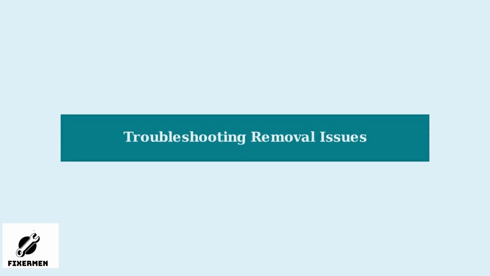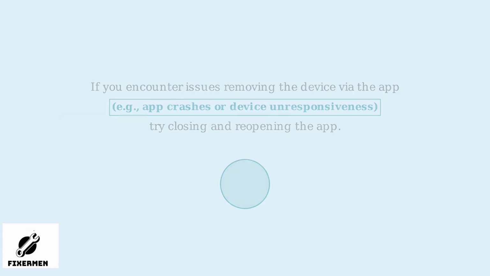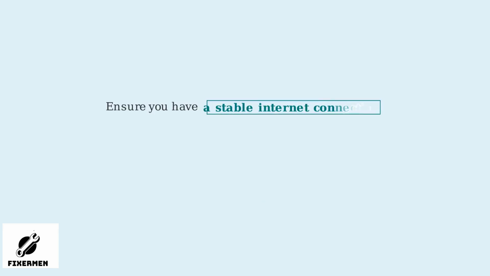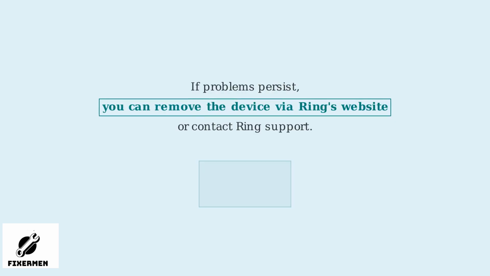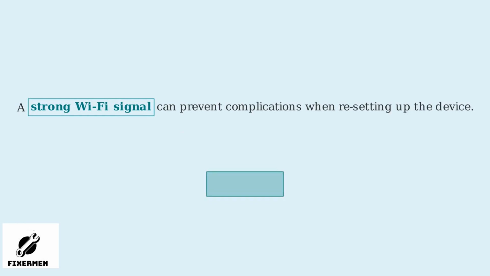If you encounter issues removing the device via the app, such as app crashes or device unresponsiveness, try closing and reopening the app. Ensure you have a stable internet connection. If problems persist, you can remove the device via Ring's website or contact Ring support. Be aware that high traffic periods, like holidays, can sometimes cause delays in confirmation. A strong Wi-Fi signal can prevent complications when resetting up the device.